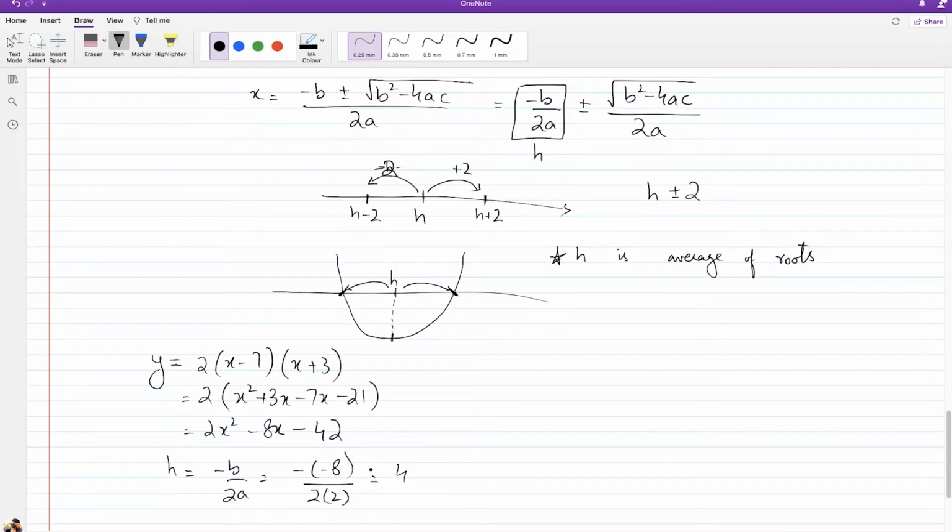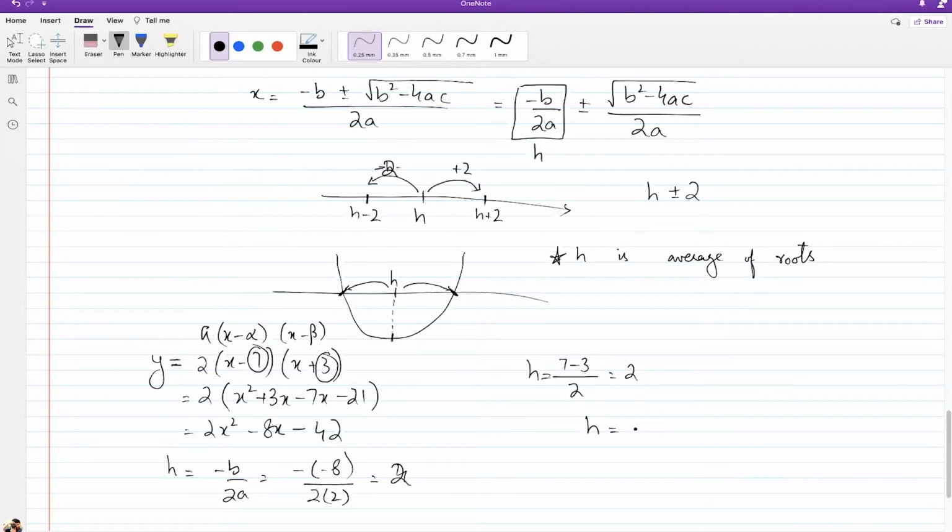That is one way. Another way I can do this is that I can simply take the average of the roots. What are my roots? My roots are 7 and minus 3. Because remember the standard equation is x minus alpha, x minus beta. So 7 minus 3 over 2. Oh, sorry, 7 plus minus 3 over 2. So this is again 2. This is my value of h. So two ways of finding h.